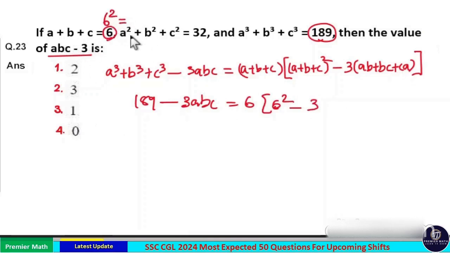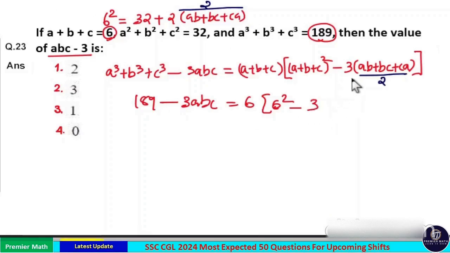So 6 square is equal to a square plus b square plus c square, that is 32, plus 2 into ab plus bc plus ca. Now this is 36 and this is 32. So the remaining term should be 4. If this is 2 into something, this term must be 2. That is, here ab plus bc plus ca is 2.